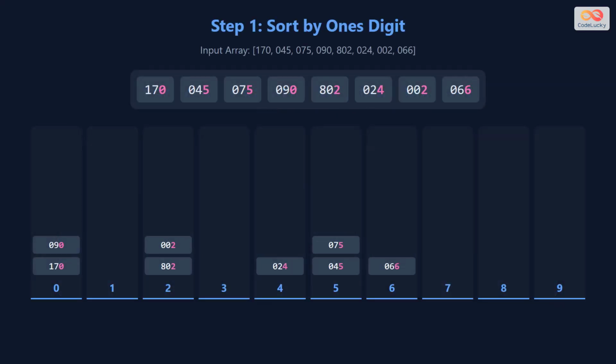Let's walk through an example. Here is our input array. We start by looking at the ones digit of each number. We place 170 into bucket 0 because its last digit is 0. 802 goes into bucket 2. We continue this for all numbers. Then, we collect them back into a list, starting from bucket 0 up to bucket 9.